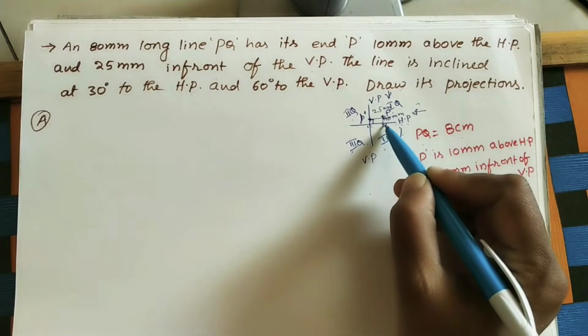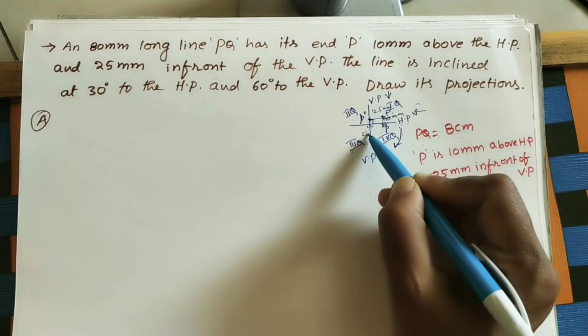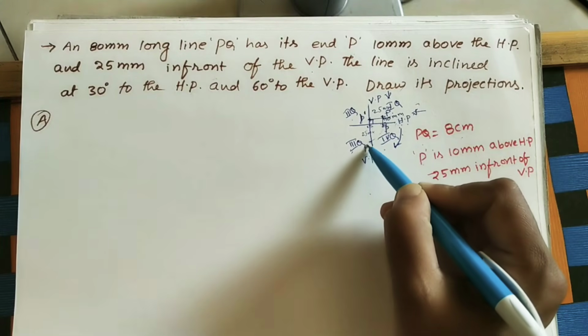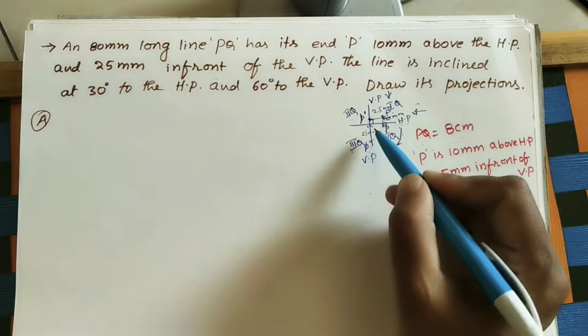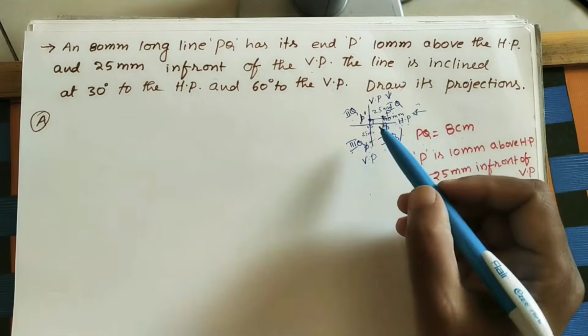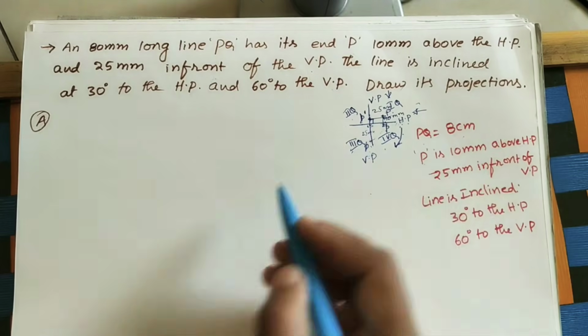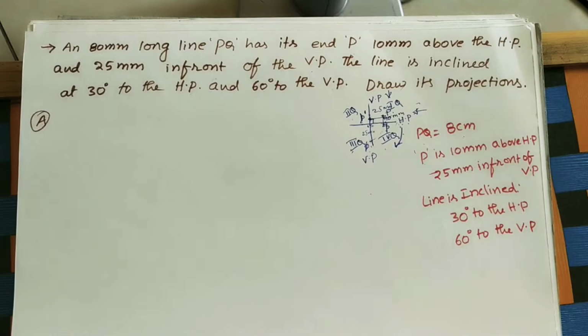And this P is also coming here. What is this gap? 25 mm. So this 25 mm gap we can see here. We can see the P point here, small p. This is the front view, this is the top view. So P dash and p should come on the same plane. So if you want to do the projections of the P point initially, we have to draw the XY line first. So first draw the XY line of any length.